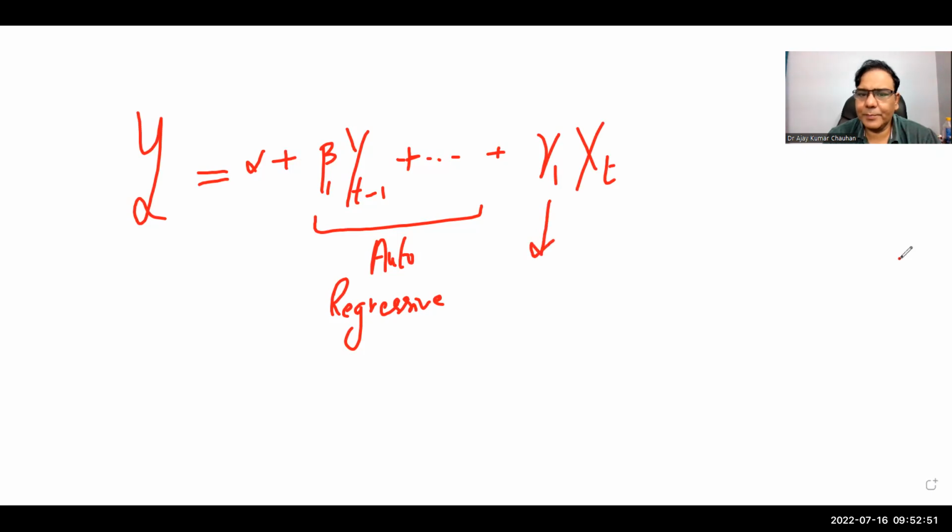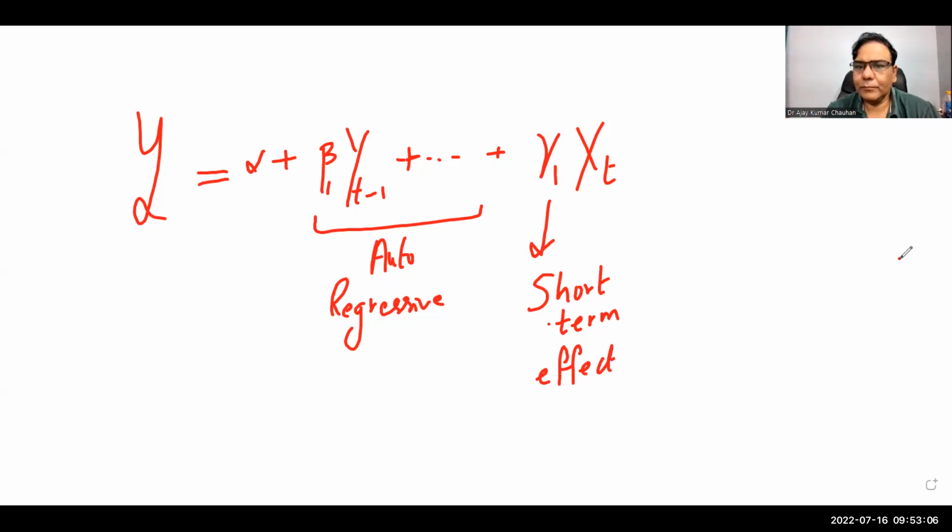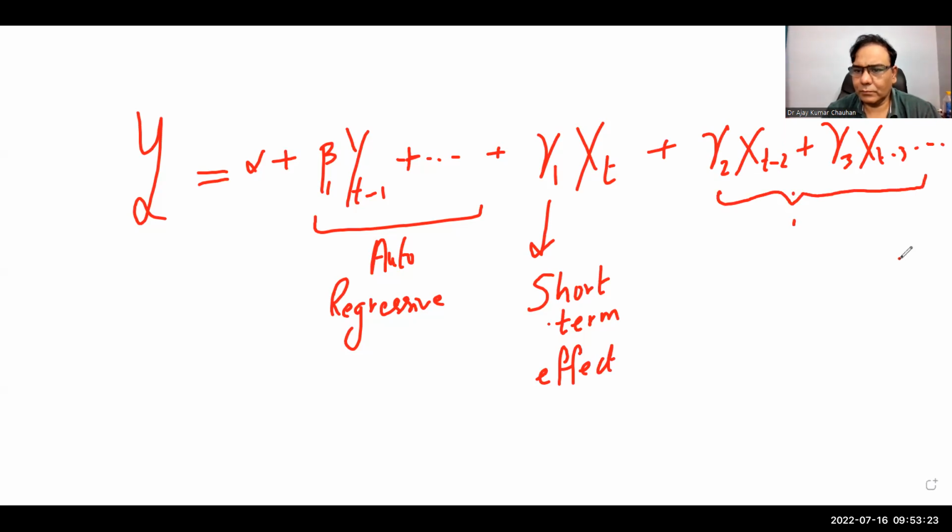Then we have, let's say, gamma 1 xt. This gamma 1 is representing short-term effect. Then we have gamma 2 xt minus 2 plus gamma 3 xt minus 3 and so on. So we call this portion as long-term effect.